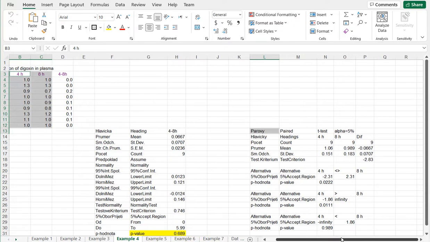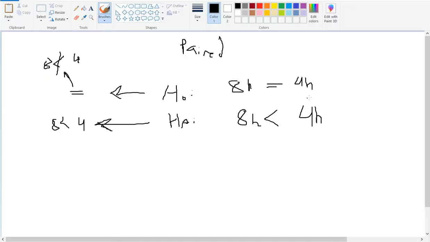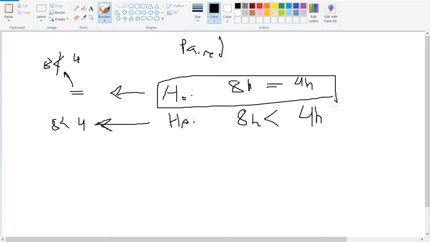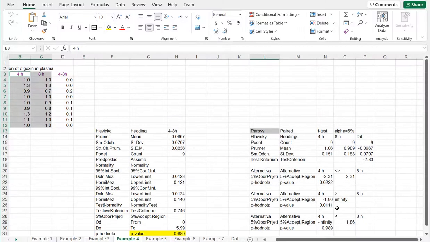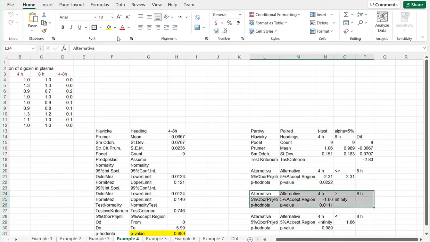Now, for the H0, have they written it for us? They haven't written it for us, but we already know what it is. Our H0 is that 8 hours is equal to 4 hours, and the alternative we're looking for is that 8 hours is less than 4 hours. So this is the one that we want.